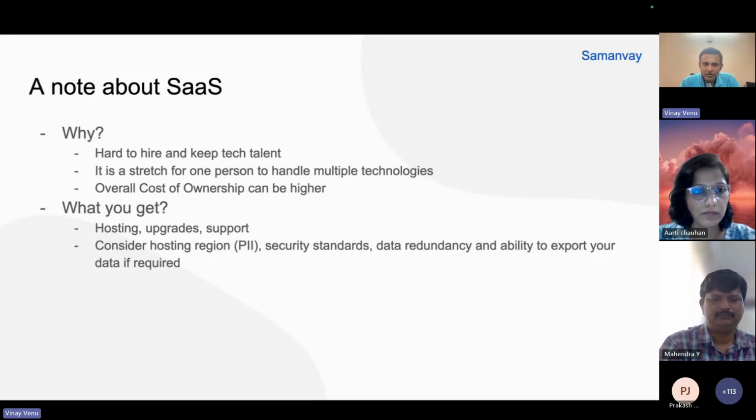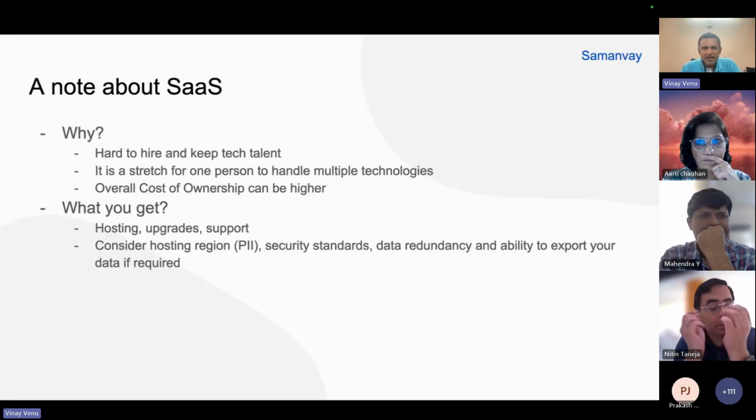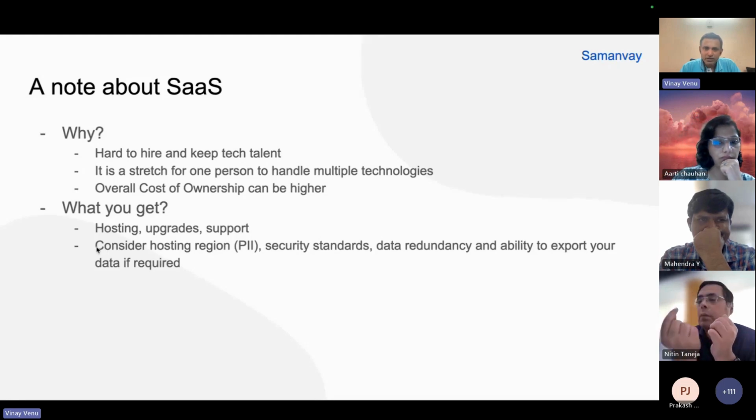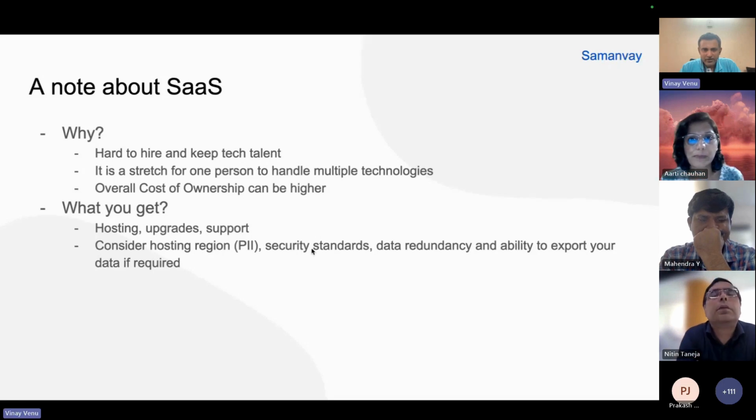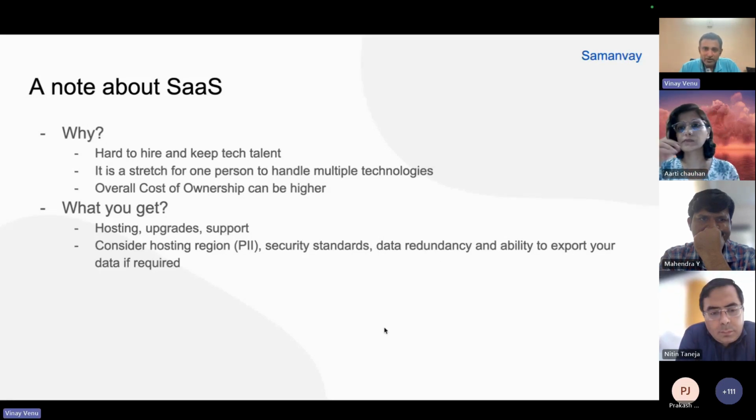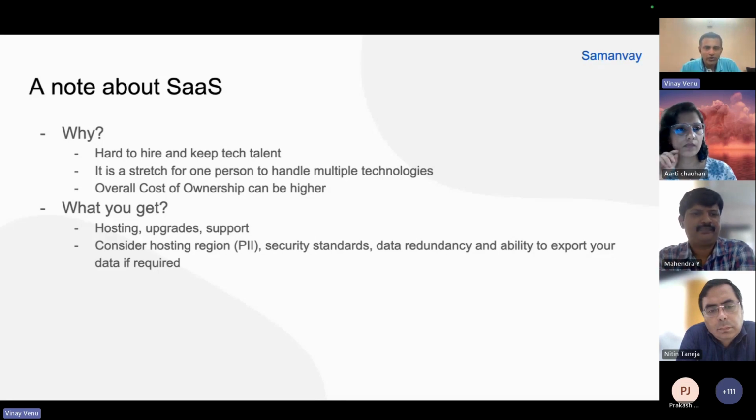Usually they take care of the hosting region and security standards. They'll have data redundancy. If something is wrong here, they can take a backup from elsewhere and start using it. But you have to validate that these things are true. If you are using a SaaS solution, make sure it is in the right place, make sure the security standards are decent enough, you have data redundancy, they have the right kind of backups in place, and you have the ability to take your data out in case you want to. These are things you'll have to make sure are available before you sign up for a SaaS solution, especially if it's very core to what you need.